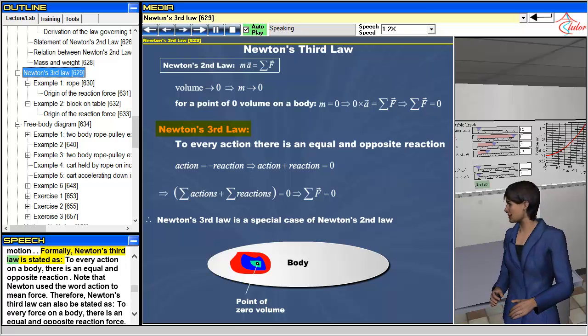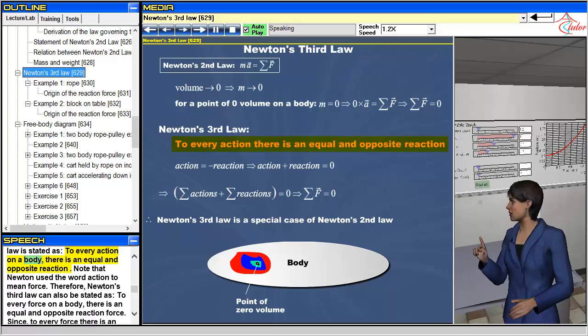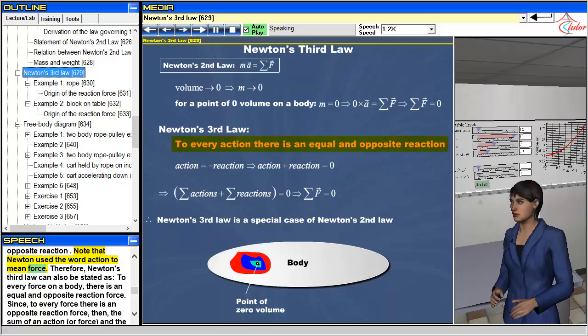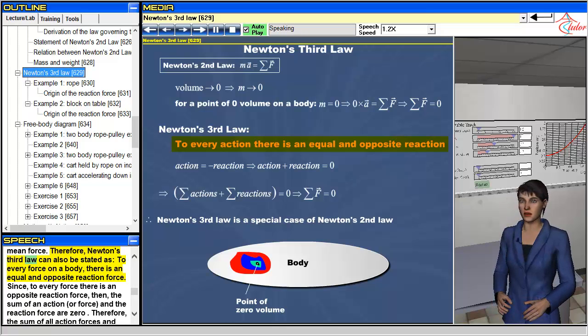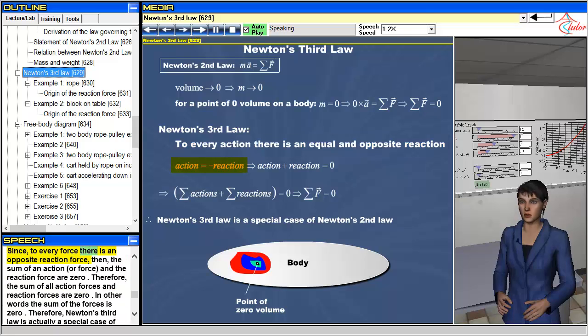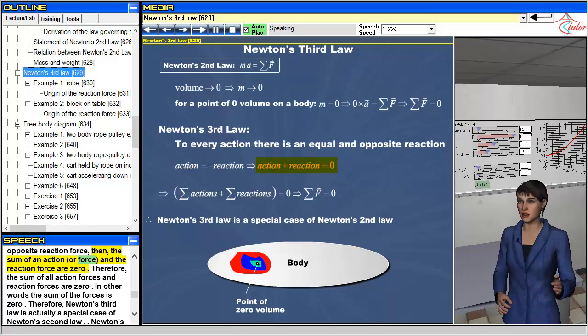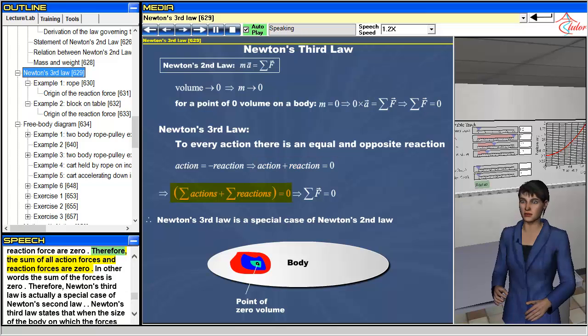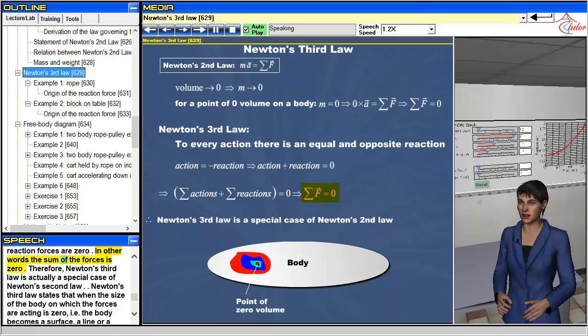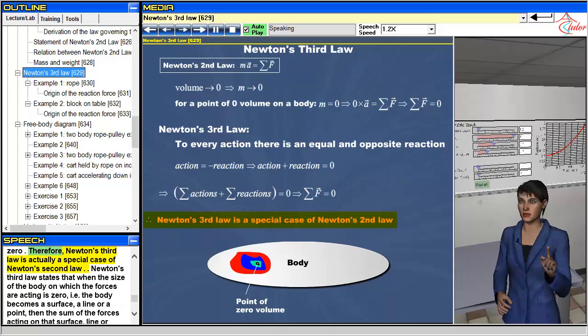Formally, Newton's third law is stated as: to every action on a body, there is an equal and opposite reaction. Note that Newton used the word action to mean force. Therefore, Newton's third law can also be stated as: to every force on a body, there is an equal and opposite reaction force. Since to every force there is an opposite reaction force, the sum of an action, or force, and the reaction force is zero. Therefore, the sum of all action forces and reaction forces is zero. In other words, the sum of the forces is zero. Therefore, Newton's third law is actually a special case of Newton's second law.